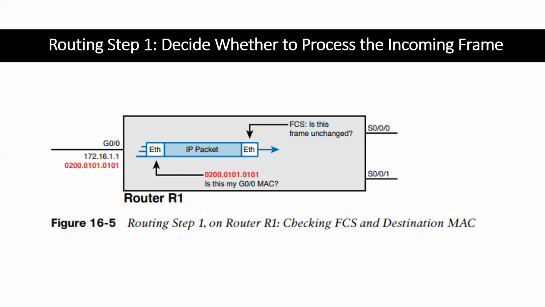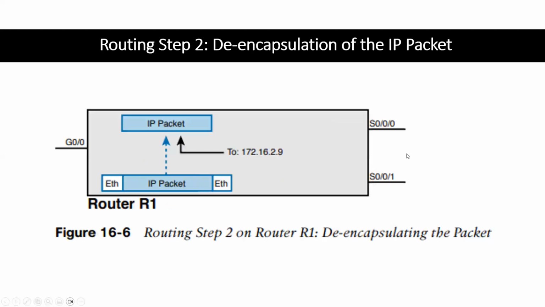So Nick's router is going to say, am I looking good from a layer 2 standpoint? Did anything happen from the host going through the switch to get to me? Did anything happen to this frame? If not, if it looks good, okay, let's keep rolling.